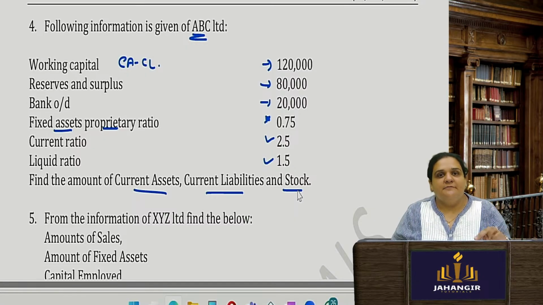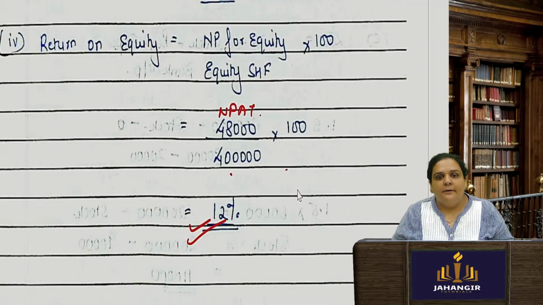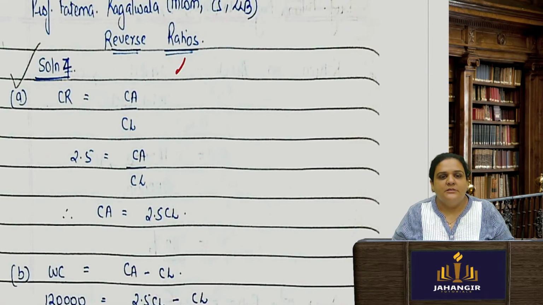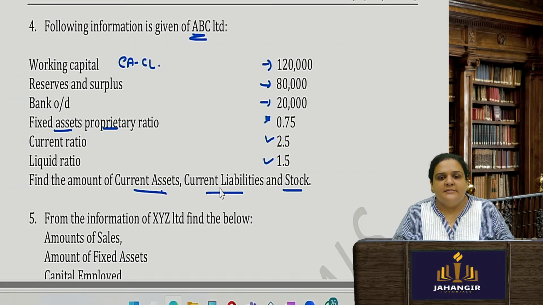Okay, so now this is reverse ratios. Basically they have given me the ratios, and they are telling me to find the amounts. Until now we had the amounts and we were finding the ratios. Question number 4: I need to find assets, liabilities and stock.